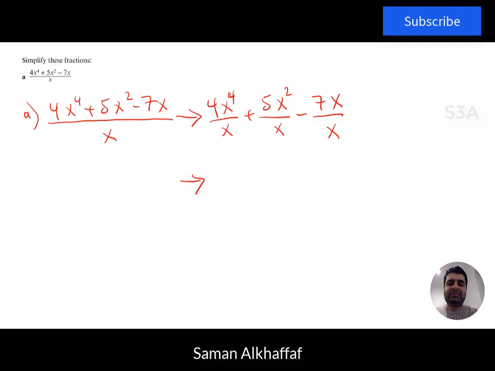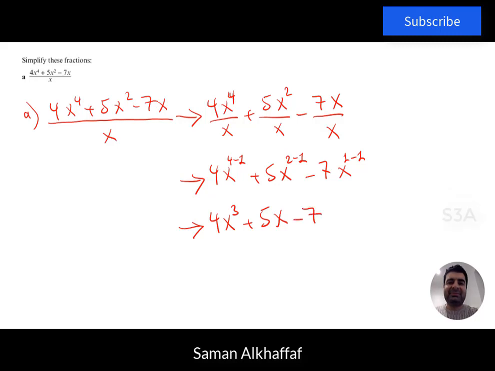To simplify this expression further, we move the x from the denominator to the numerator. That will take away 1, so it will be 4x to the power 4 minus 1 plus 5x squared minus 1 minus 7x to the power of 1 minus 1, so that term will disappear. So now the final answer will be 4x cubed plus 5x minus 7, and the reason why is because x to the power 0 is equivalent to 1. So this will be our answer for this question.